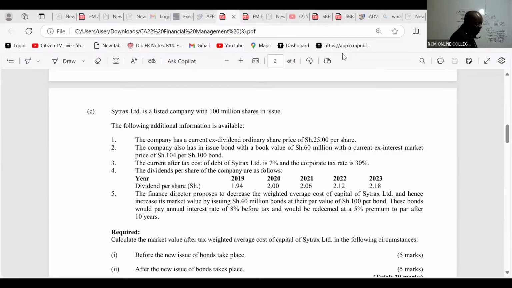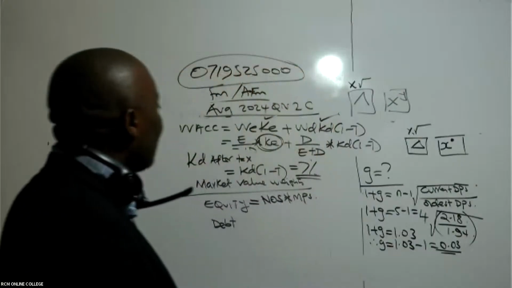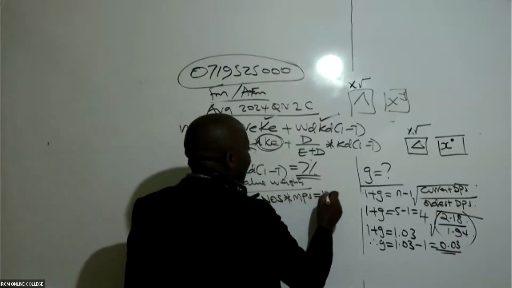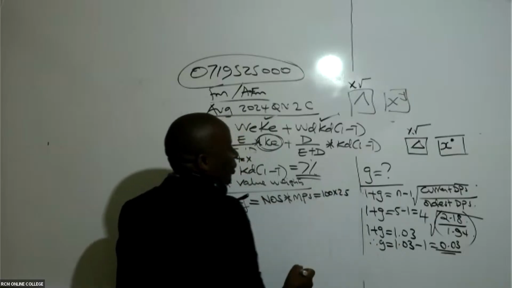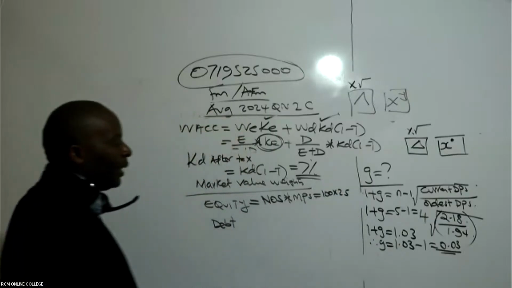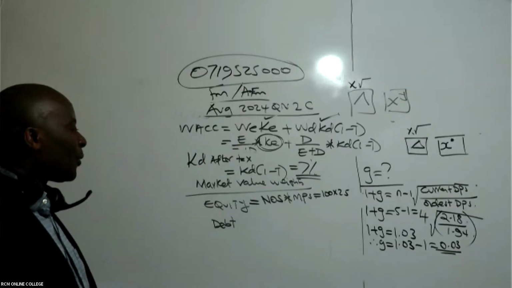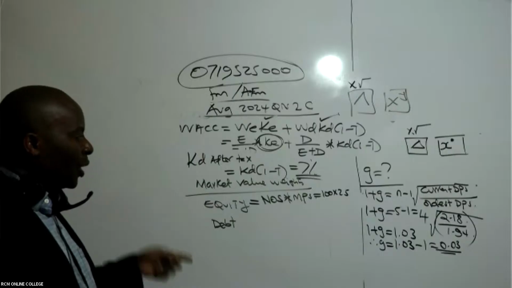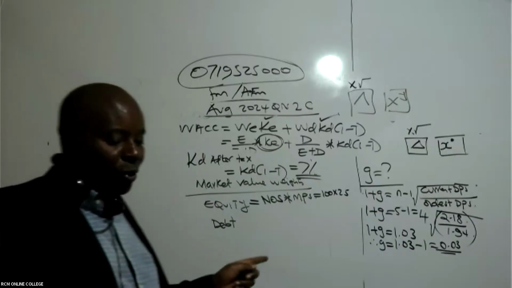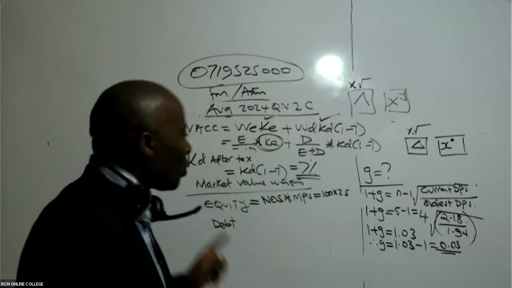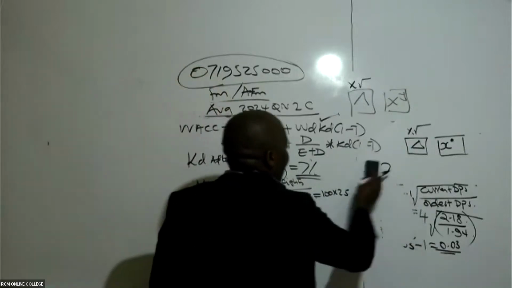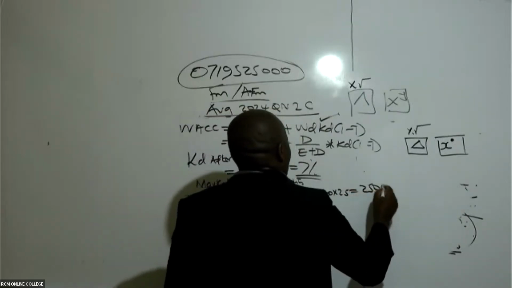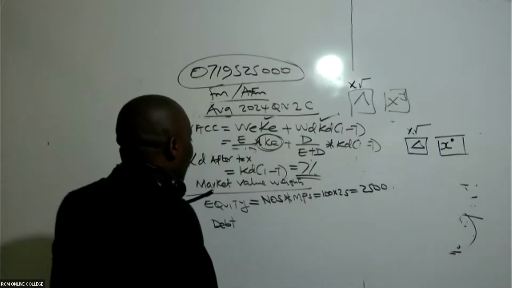So basically, for the market value weight, I will take the number of ordinary shares, there are 100, and this is 25. My figures are in millions. So to get the market value of equity, we take the number of ordinary shares times the market price per share, which is 100 times 25. In millions, this gives me 2,500. Thank you so much. And then we have debt.